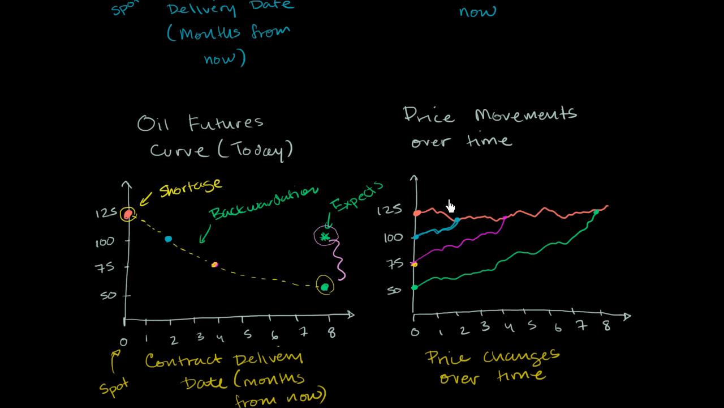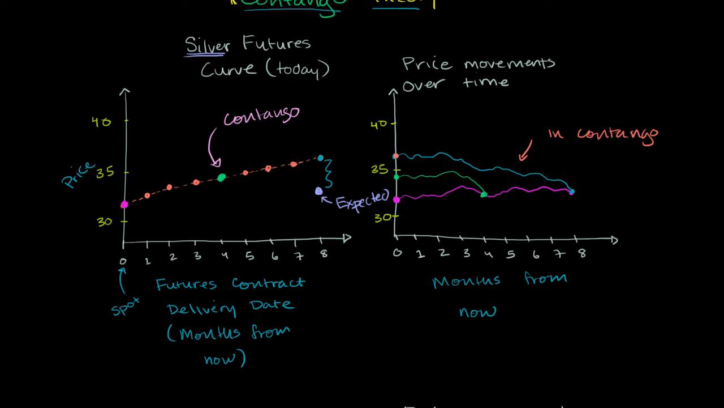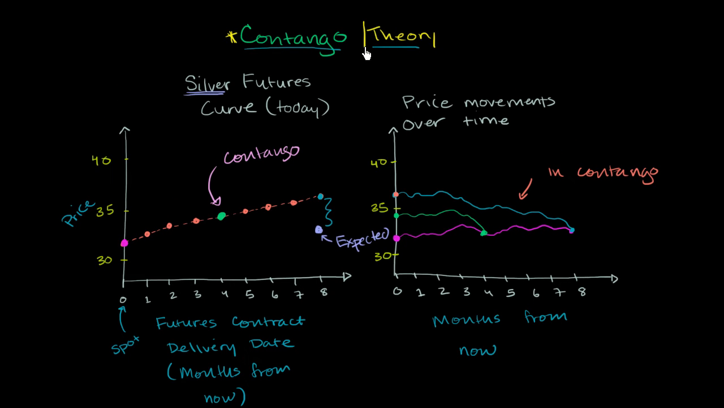But if you wanted to be more precise, if someone were to talk about contango theory, maybe in an academic setting, then they're talking about the notion that the future delivery price is actually higher than what people expect the price to be at that date. The problem with that is it's just a theory, and there's no way to know ahead of time what that expected price actually was. So it's very theoretical.